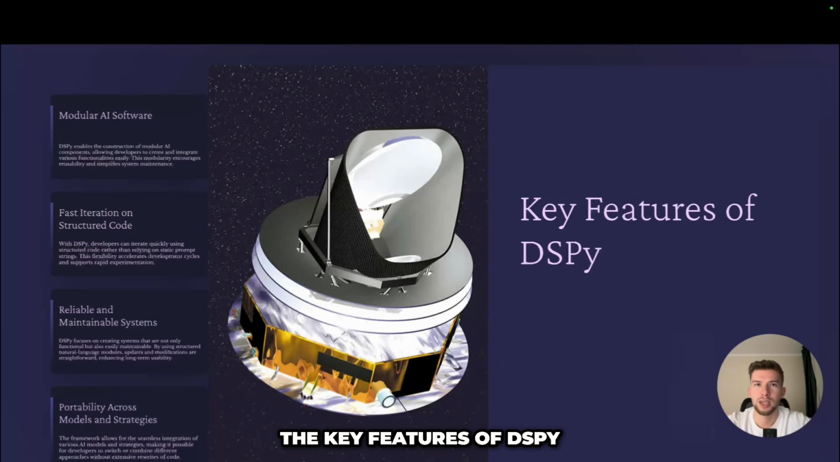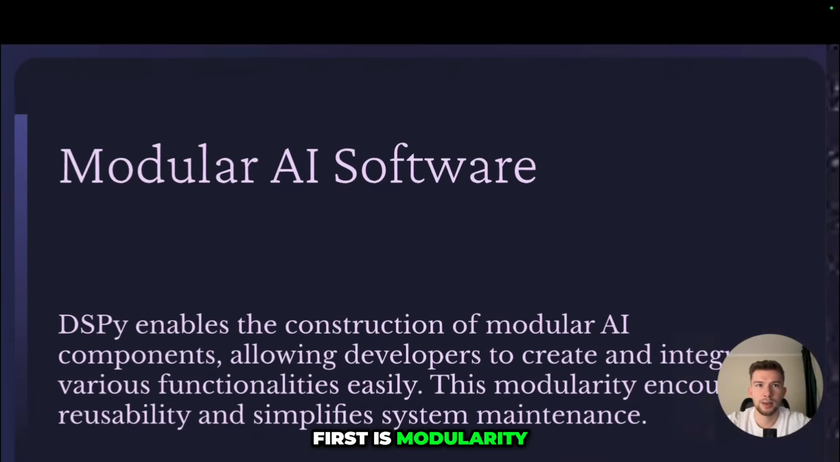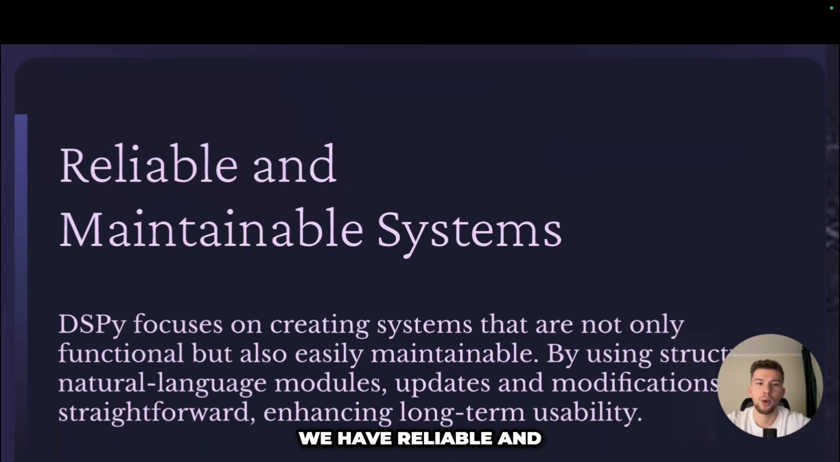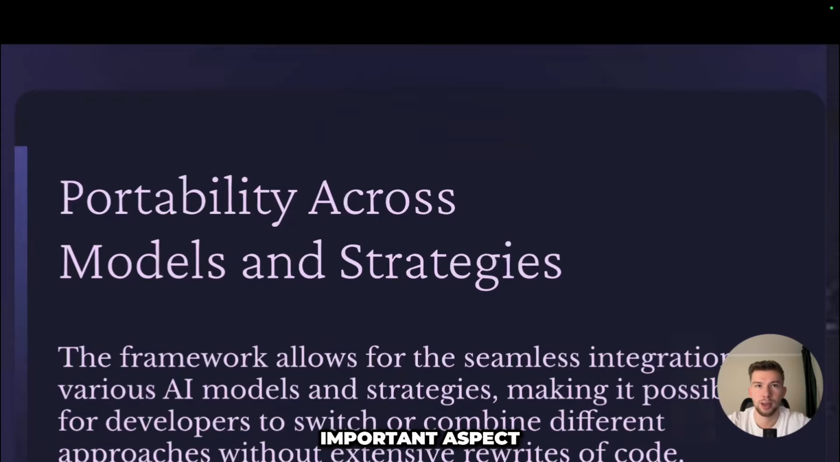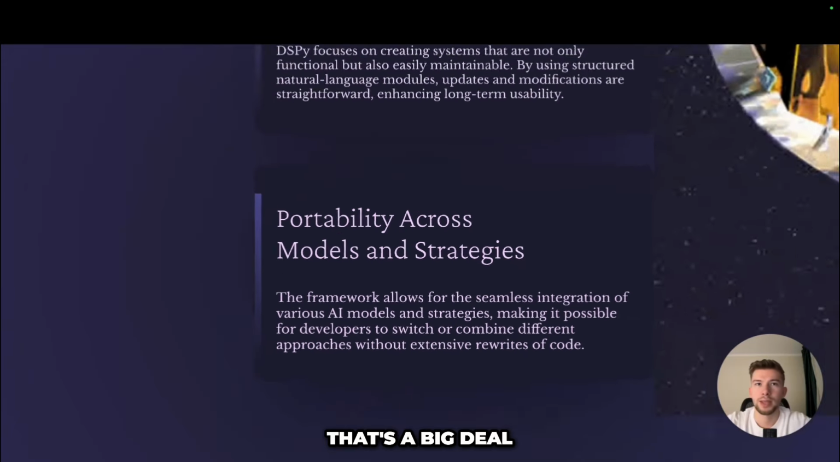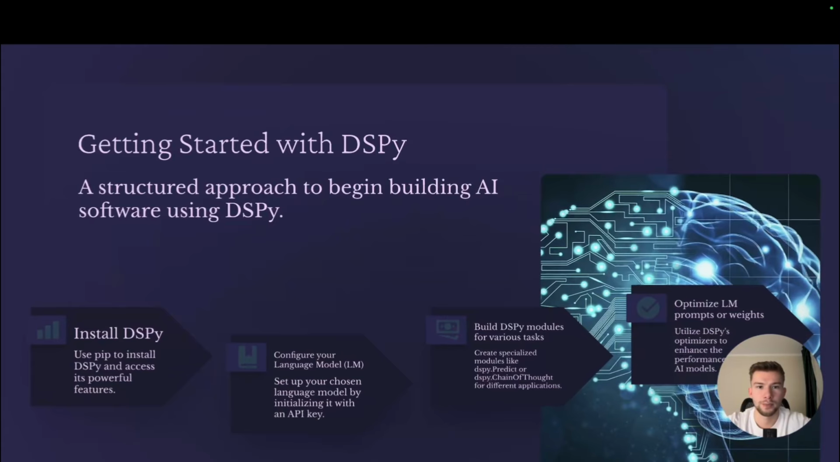And here we have the key features of DSPy. First is modularity. AI behavior is broken into small reusable modules. We go into structured code instead of raw text prompts. This removes a huge source of bugs. We have reliable and maintainable systems. This is also an important aspect: model portability. You can switch models, GPT, Claude, Gemini, open source, without rewriting your entire system. That's a big deal for production AI.